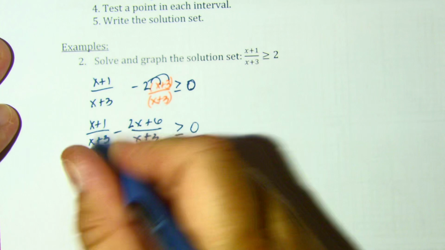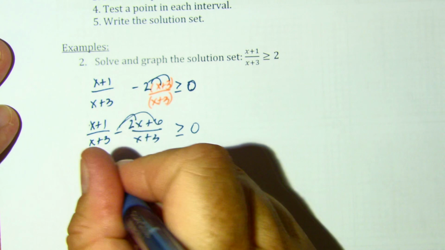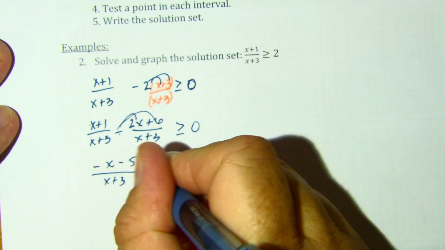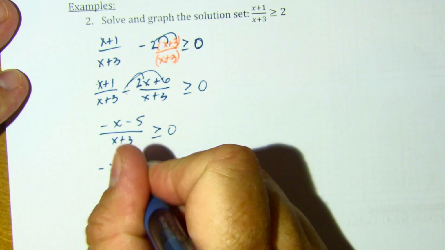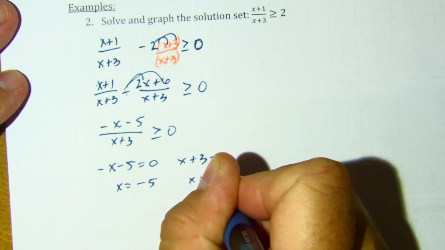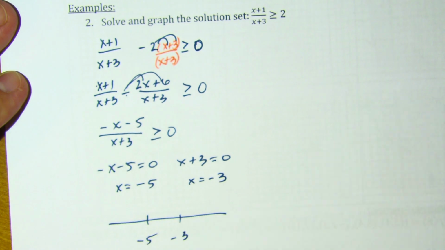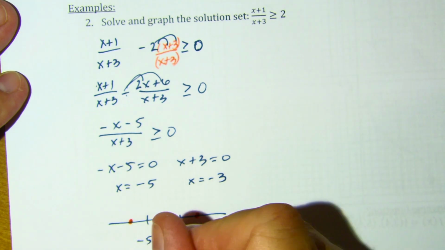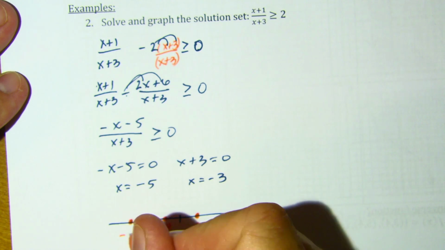And then subtracting. So then distributing that subtraction here, we have x minus 2x is negative x, 1 minus 6 is negative 5, and then x plus 3 on the bottom. And now setting the top and bottom equal to 0, negative x minus 5 equals 0, and x plus 3 equals 0, x equals negative 5, and x equals negative 3. So we're going to go ahead and plot those values on a number line, and then I need to choose a test value in each interval. Well, between negative 5 and negative 3, I'm just going to choose negative 4. Something greater than negative 3 would be 0, and something less than negative 5 would be negative 6.